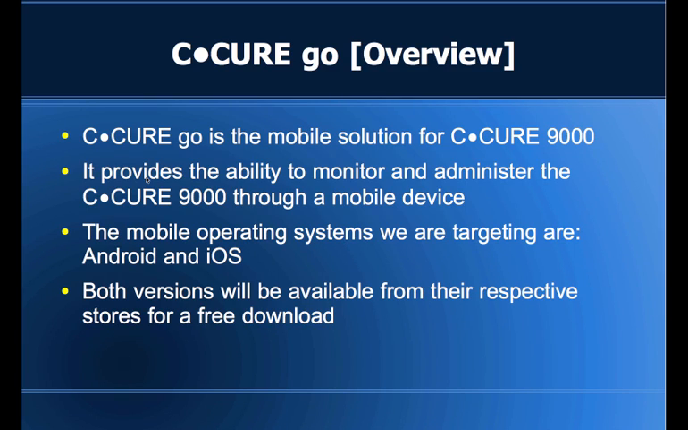What is Secure Go? It is a mobile application designed to communicate with Secure 9000 server and execute commands on the supported hardware such as activate an output or unlock a door and much more.